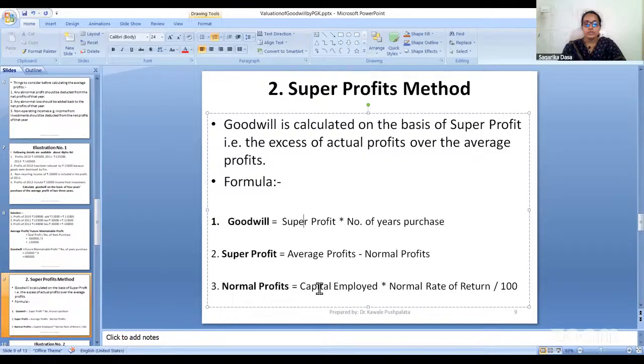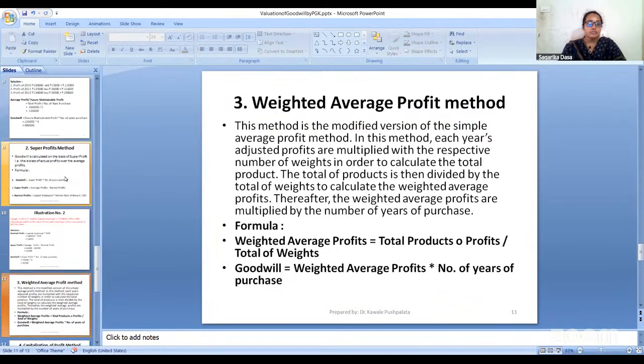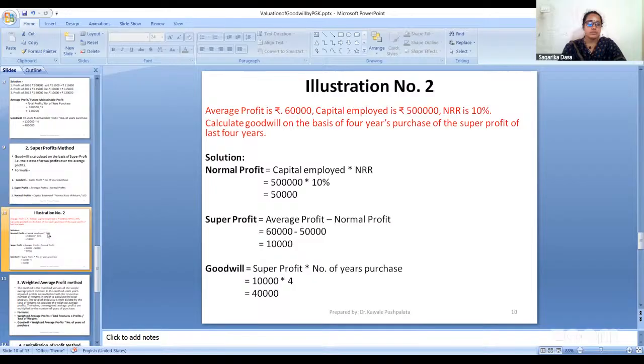Normal profits is equal to capital employed into normal rate of return. The normal rate of return is given to us, mostly it will be 10%. So capital employed we have to calculate. But in this problem, if you see, average profit is 60,000, capital employed is 5 lakhs, and the normal rate of return, NRR, is 10%.